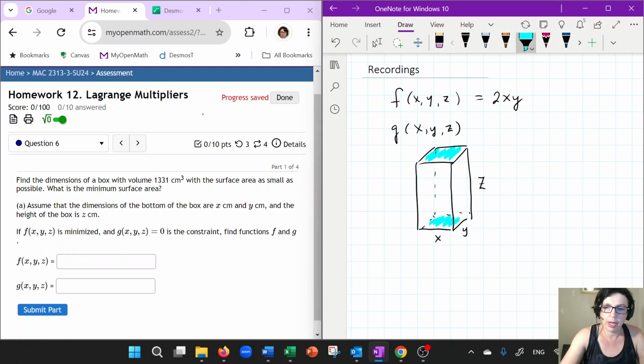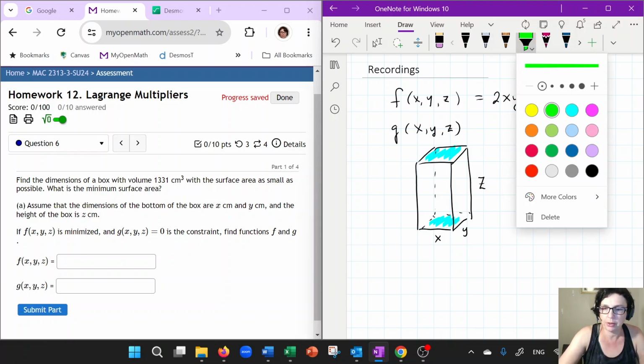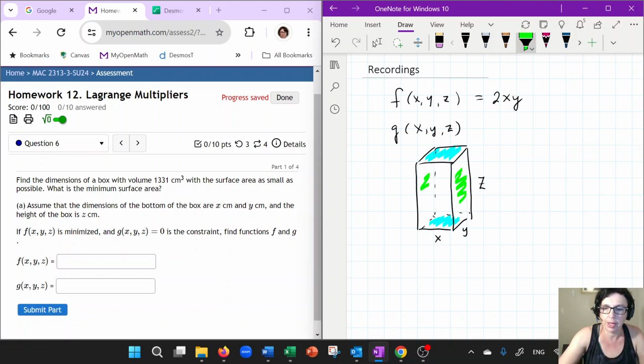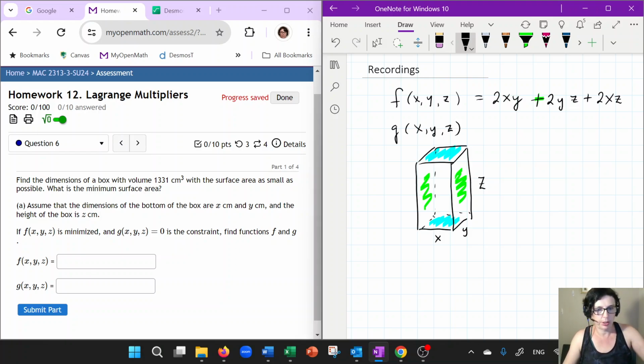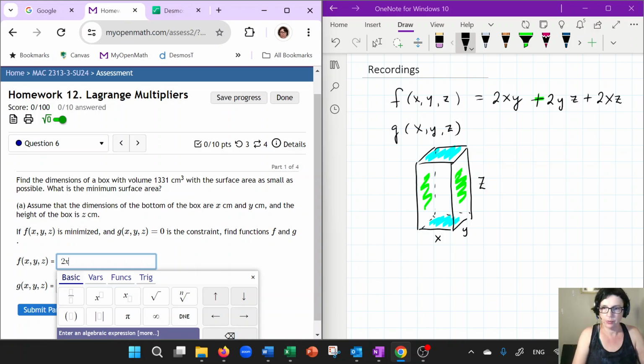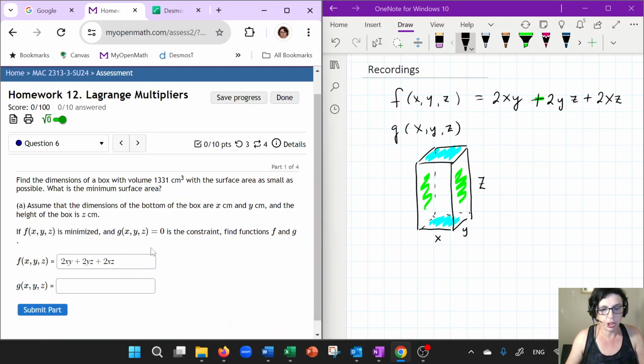Now, what about the right and the left? If you're looking at the right side of the box and the left side of the box, the dimensions are yz, and we have two of them, so that'll become plus 2yz. And then for the front and back, I'm not going to draw it because it'll be too busy, but that's just going to be xz. So we have 2xz. That goes into your f function, which is what you are trying to minimize here.